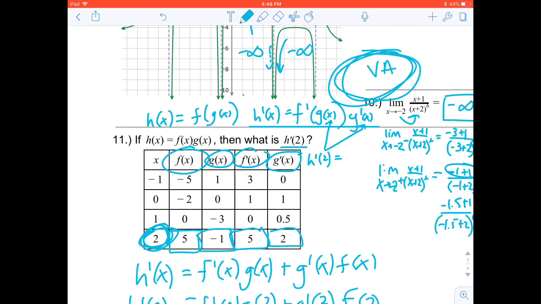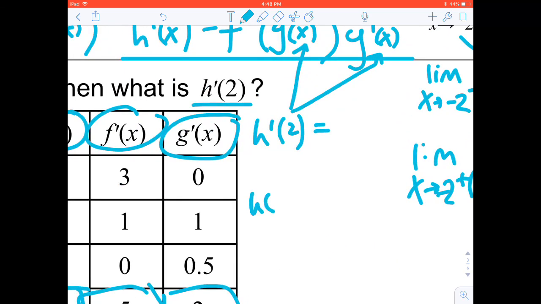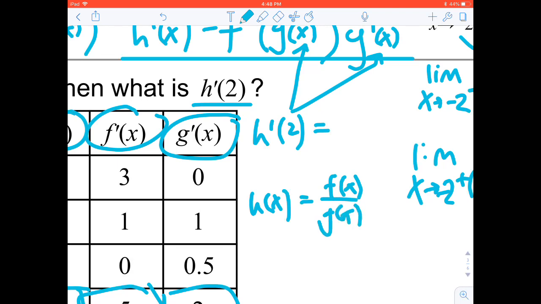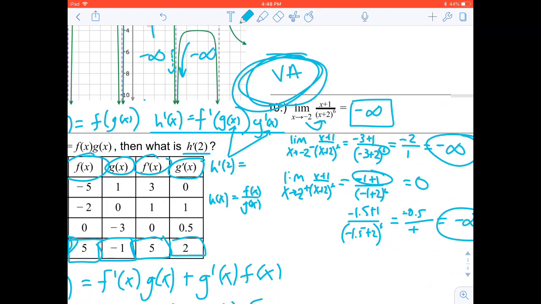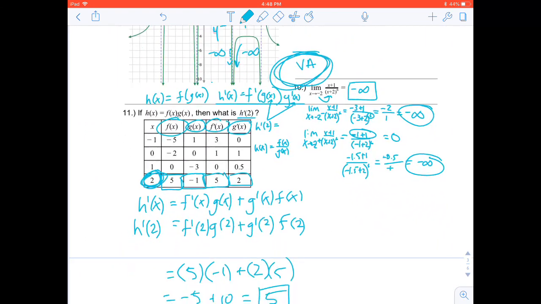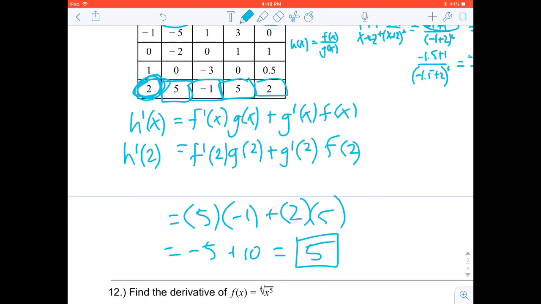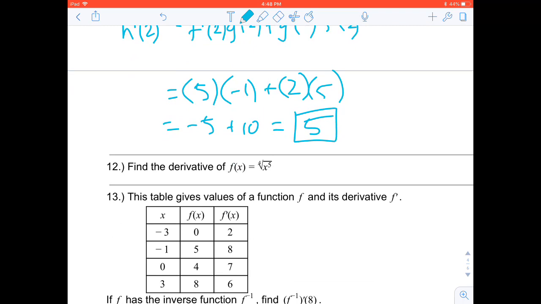So these are very popular. You might see h of x is equal to f of x over g of x. So then you would apply the quotient rule and then plug in whatever value you're looking for. So this is just checking to see, do you know those derivative rules? Can you apply those to just two random functions?